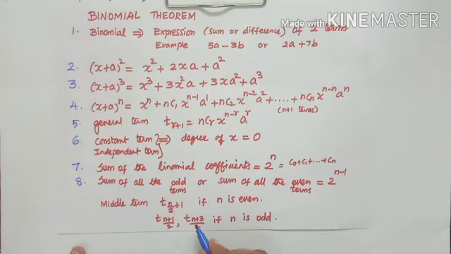The middle term, when n is even, T n by 2 plus 1. When n is odd, T n plus 1 by 2 and T n plus 3 by 2. So remember these formulas and be thorough with them before starting the exercise.